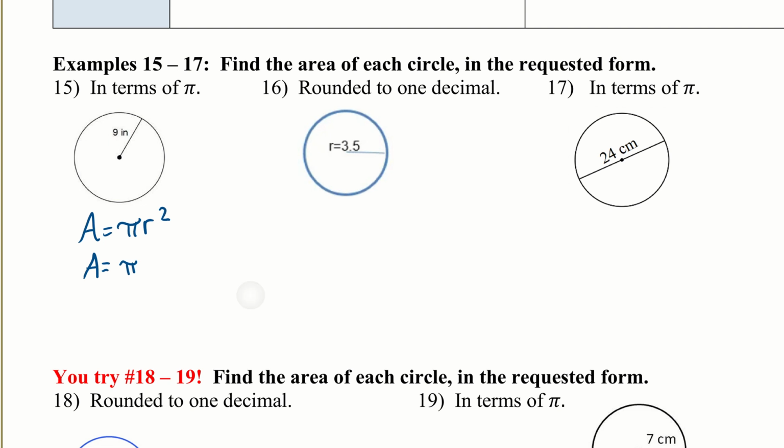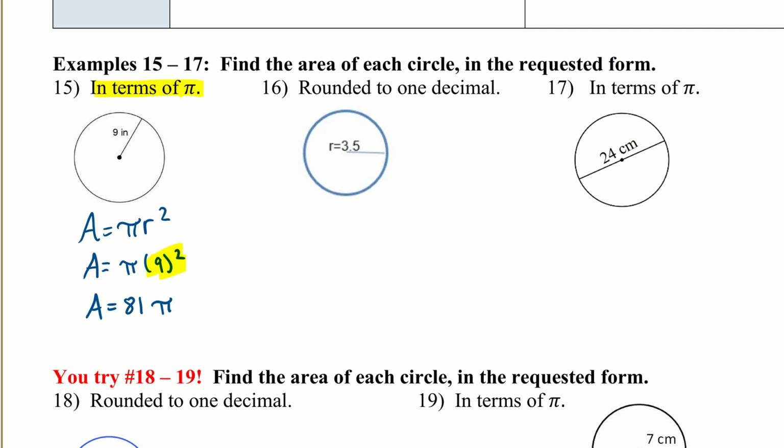The radius in this circle is 9, and I'm going to need to square it. Now, what does it mean when we say in terms of pi? If it says in terms of pi, what that means is we want to take this pi and tack it onto the end of the numerical part that we would get from squaring this. 9 squared is 81. This is my in terms of pi answer.